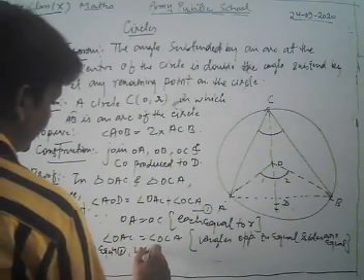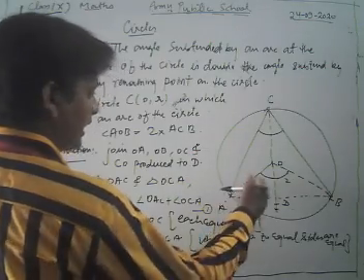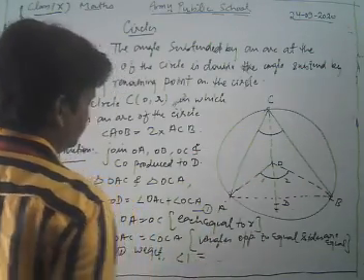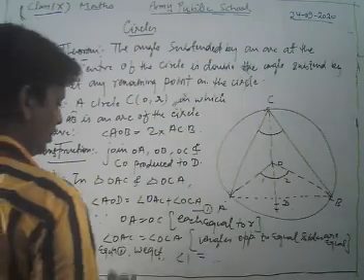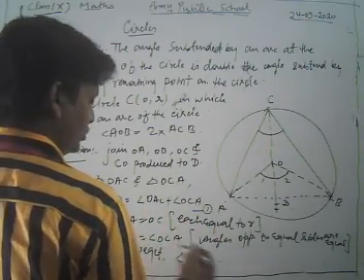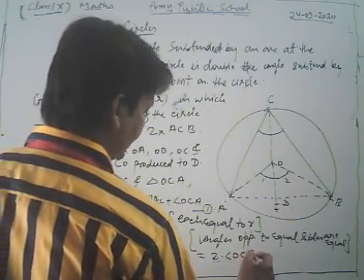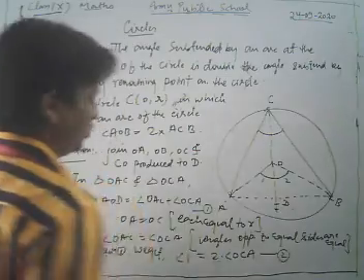we get angle AOD. We write angle 1 is equal to angle OAC plus angle OCA, so we get 2 times angle OCA. Take this as equation number 2.